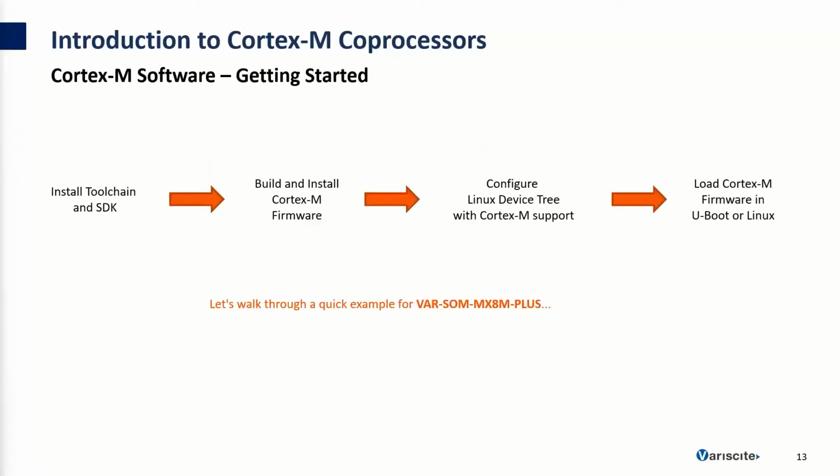Okay, so before we dig into debugging, just to help add some context and wrap our head around the big picture, let's first look at the process for getting started with the Cortex-M firmware. The process is to first install the toolchain and SDK on your computer, and then build and install the Cortex-M firmware. Then you need to configure a Linux device tree with Cortex-M support. And then finally, we can load the Cortex-M firmware either from Ubuntu or Linux. So again, to help us wrap our head around this, let's walk through a quick example of how to build and run firmware on the Variscite MX8M+.